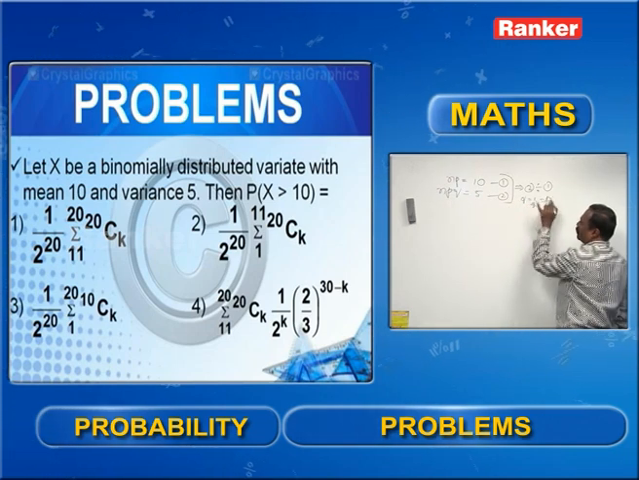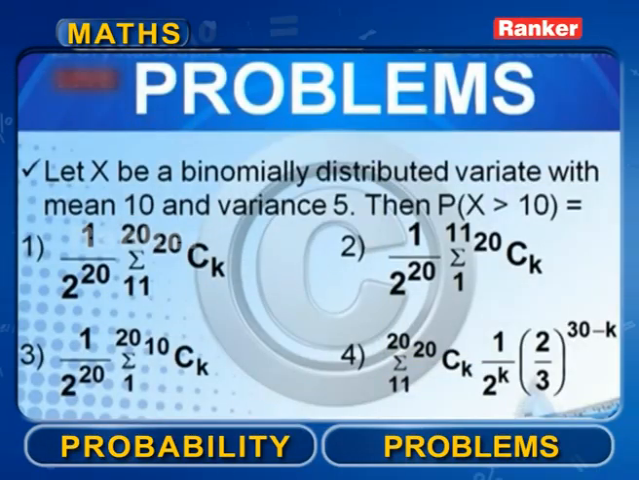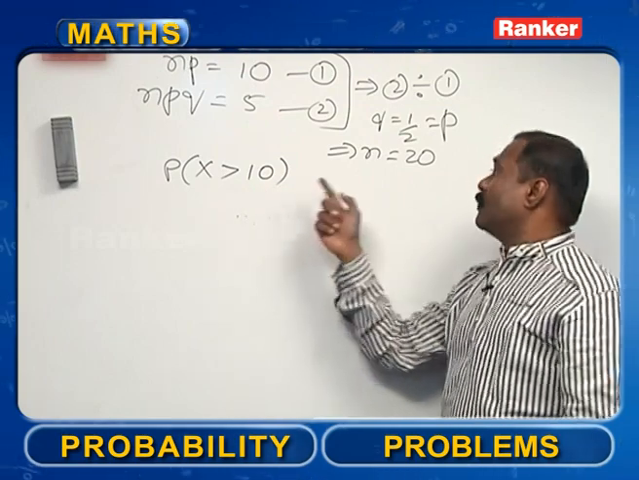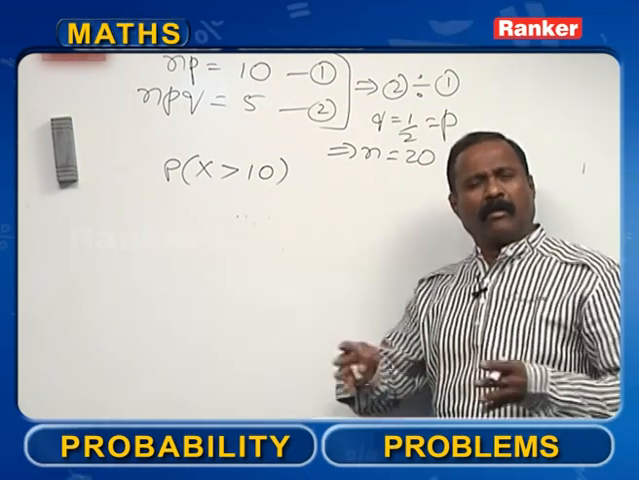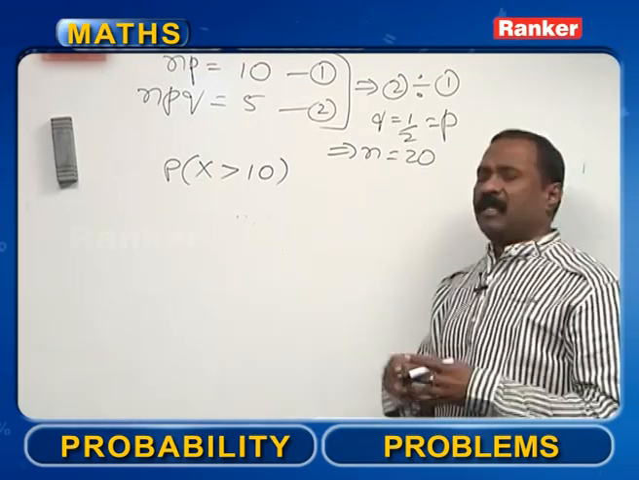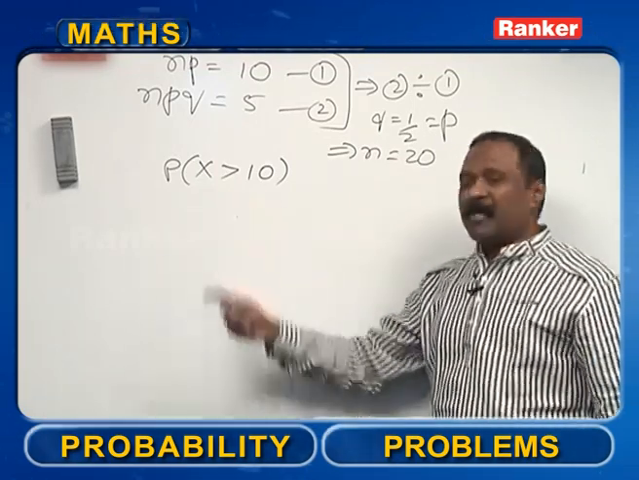If Q is 1 by 2, P is also 1 by 2, and if you substitute P as 1 by 2 there, N is 20. N is 20. That's what is given. Now we need the probability of X greater than 10. Greater than 10 means what? Greater than 10 means it starts from 11, 11 to 20. You have to write all of them. 11 to 20 means you will be getting 10 such type of probabilities.